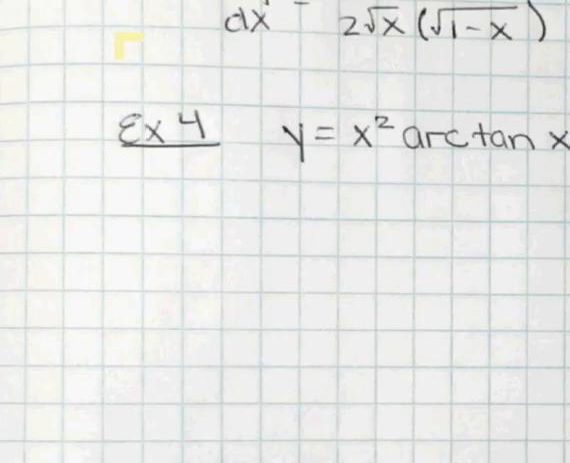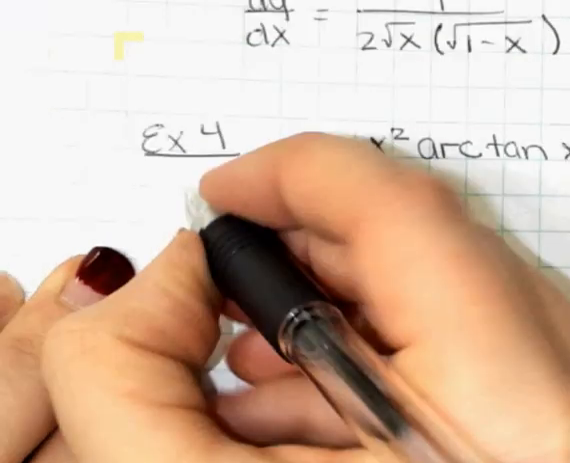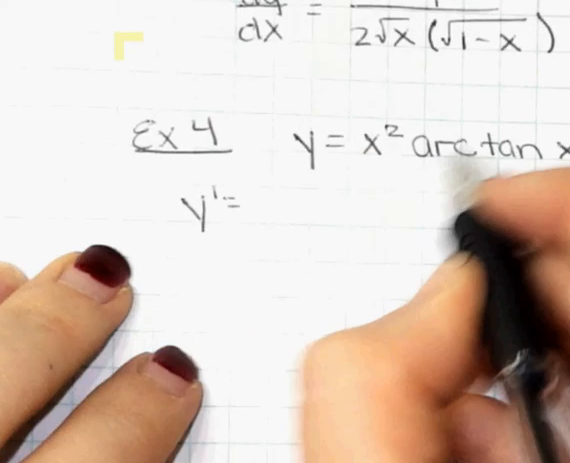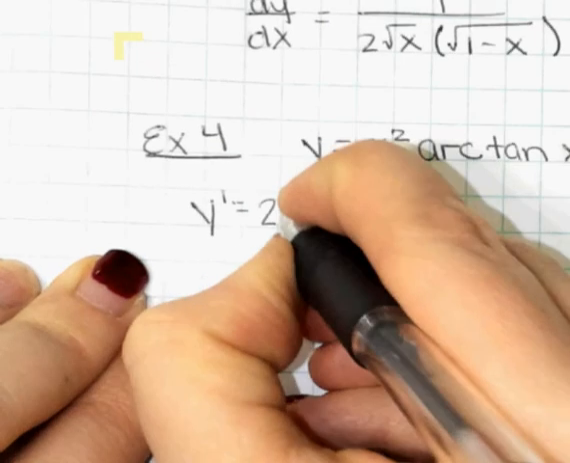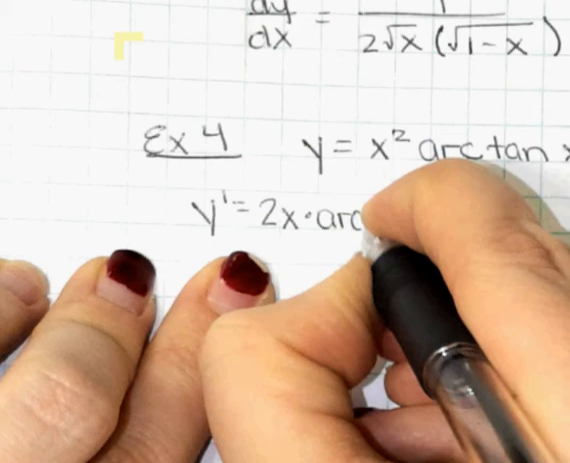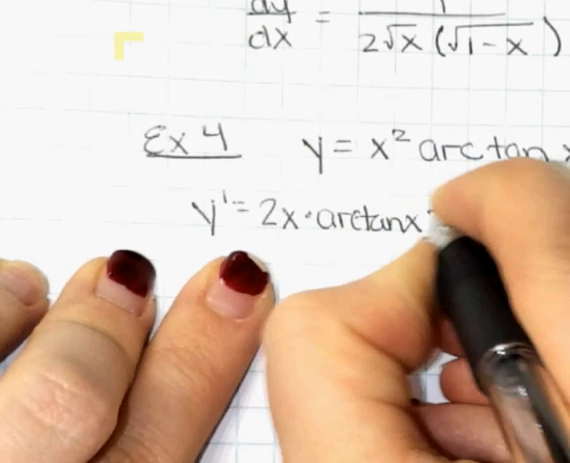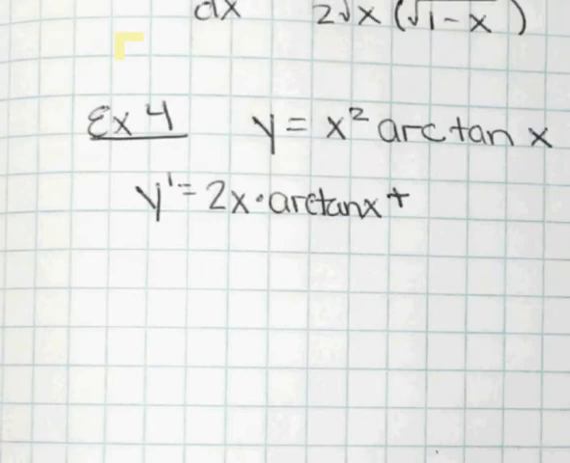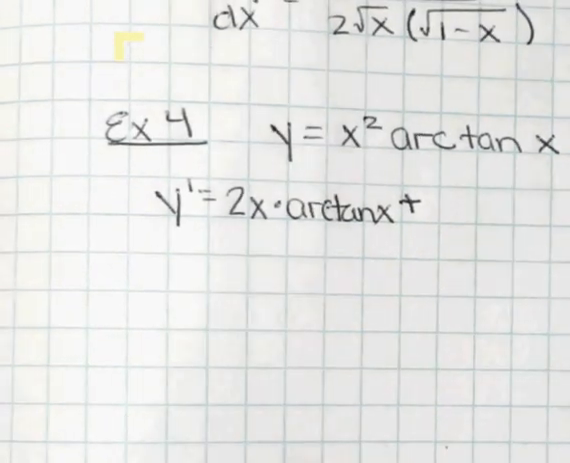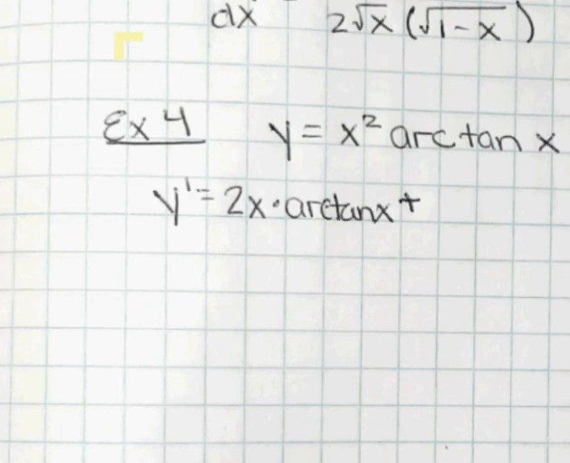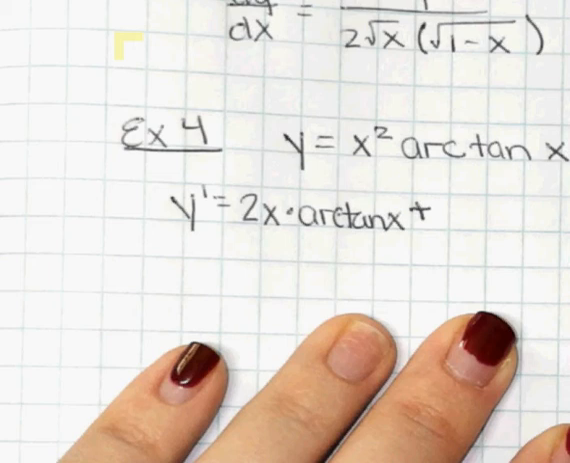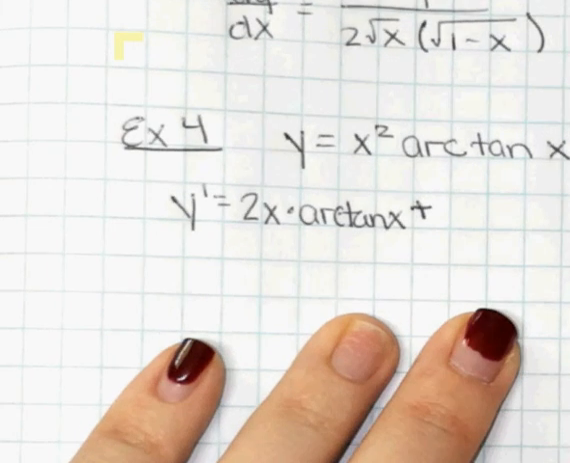So, y prime in this case. What's the derivative of x squared? 2x times arctangent, right? Now, plus, what's the derivative of arctan x? Well, that's what we have to be worried about. So we're going to go over here. Now you're totally allowed to multiply by tangent. So tangent of y equals x, x over 1, just because I know I'm going to need a ratio.